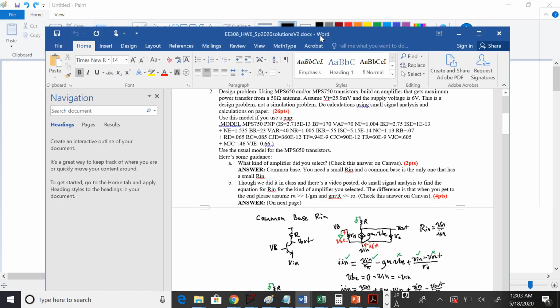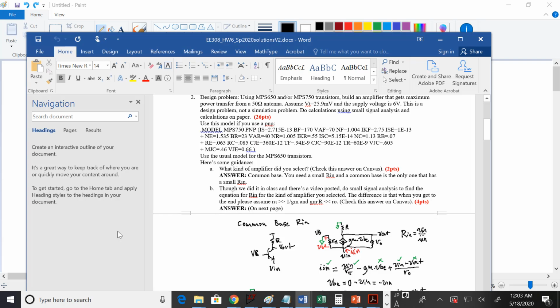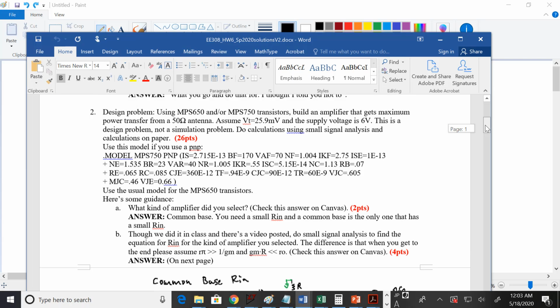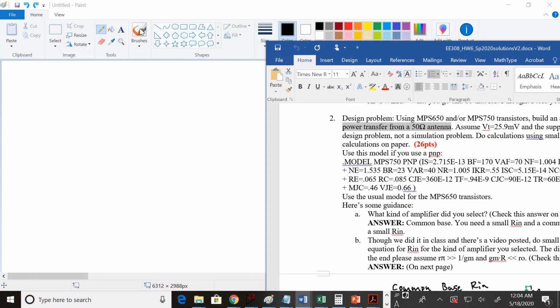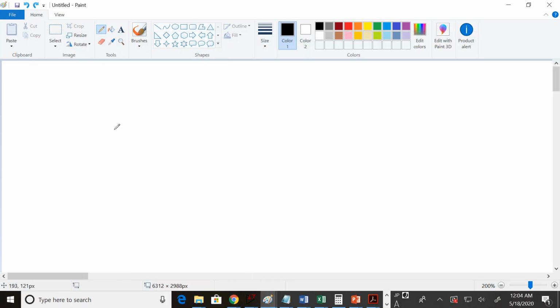So this is homework 6, question 2, the design question. This design question says you want to build an amplifier that gets maximum power transfer from a 50 ohm antenna. What that means is that you have an antenna that's coming in, and you need an amplifier here to amplify that signal coming off the antenna.